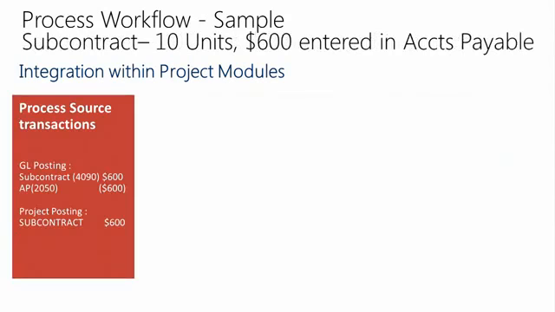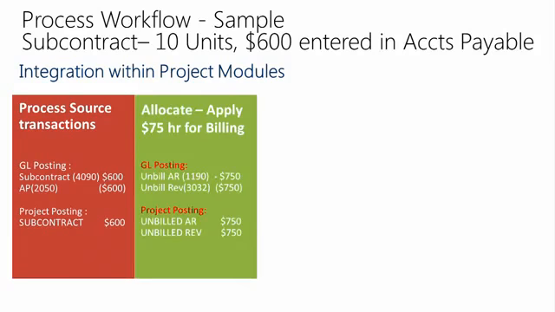Another example that we can have is subcontracts. This is identical to labor in the fact that we're billing off of units. So we have a cost of $600 that was entered in AP, along with the 10 units that we received on the invoice from the vendor. However, now we're going to bill at $75 an hour rather than $100 an hour.